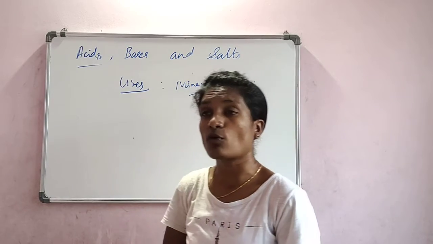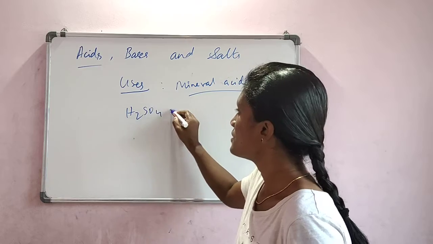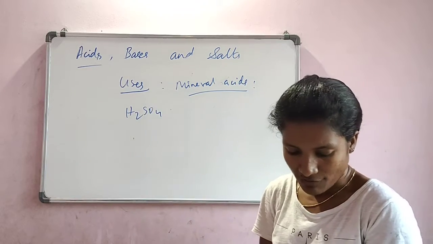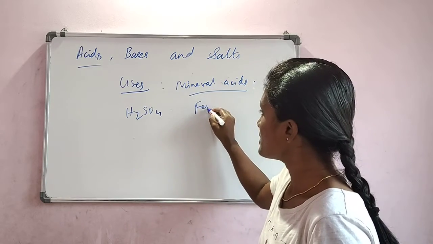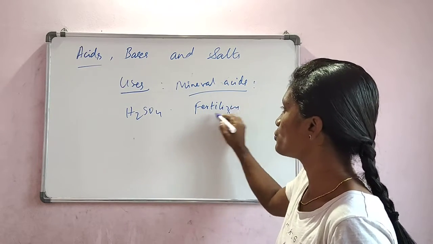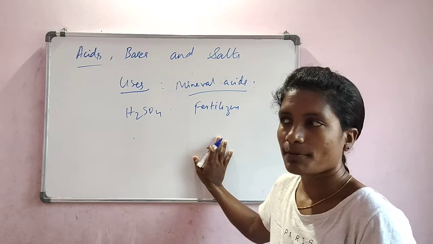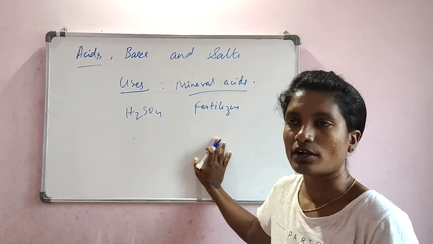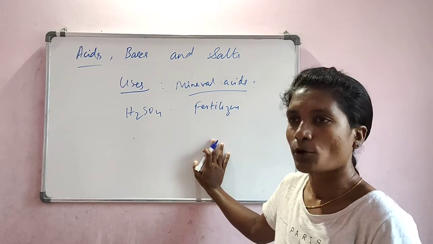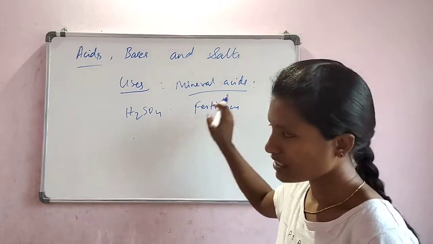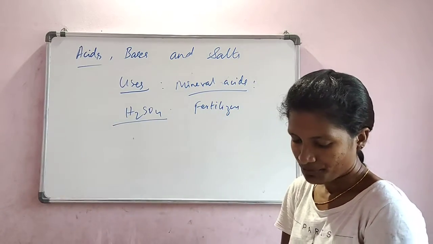So mineral acids are what? The man-made acids. Let us take the powerful acid, that is sulfuric acid. Sulfuric acid is used in the manufacturing of fertilizers. Fertilizers are used in crop feed to enhance the growth of plants. The supplements the plant needs may be absent in the soil, so to provide that supplement, we use fertilizers. To prepare the fertilizer in the reaction, they use sulfuric acid.